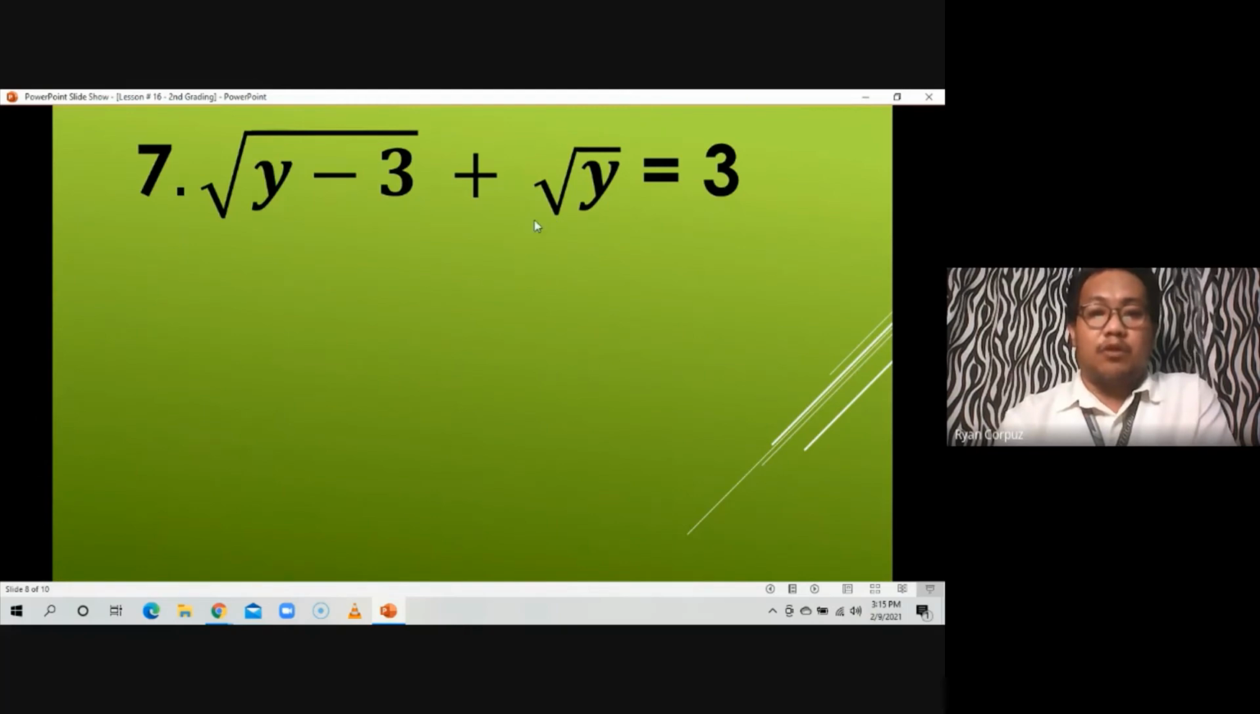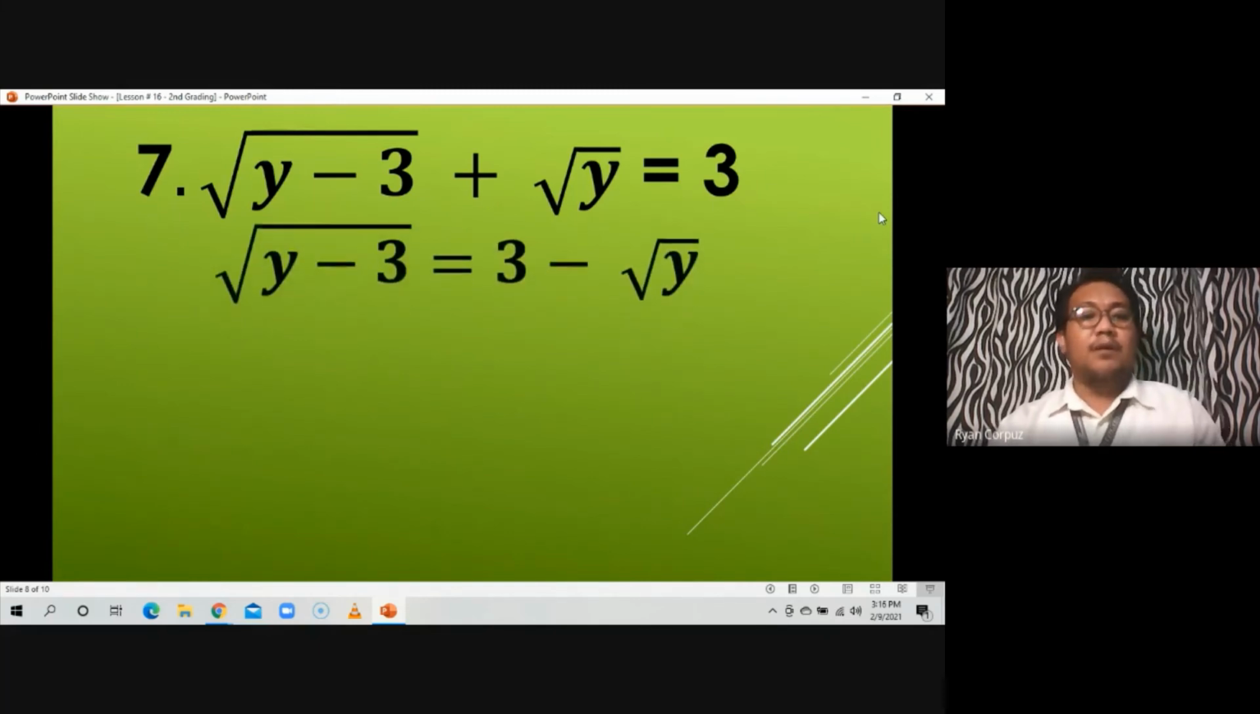So pag binove natin yun from plus square root of y, magiging minus square root of y na siya dito. Magiging ganito. Magiging square root of y minus 3 is equal to 3 minus square root of y. So ito na siya ngayon. So in-arrange muna natin siya. Yun ang ginawa natin.